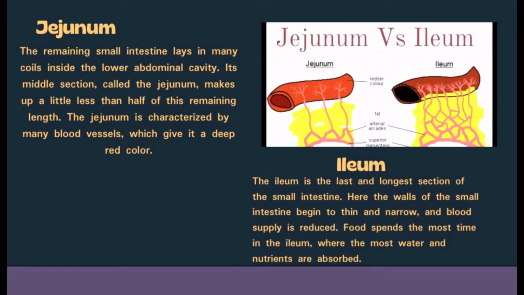The remaining small intestine lays in many coils inside the lower abdominal cavity. Its middle section, called the jejunum, makes up a little less than half of this remaining length. The jejunum is characterized by many blood vessels which give it a deep red color. The ileum is the last and longest section of the small intestine. Here the walls of the small intestine begin to thin and narrow, and blood supply is reduced. Food spends the most time in the ileum, where the most water and nutrients are absorbed.